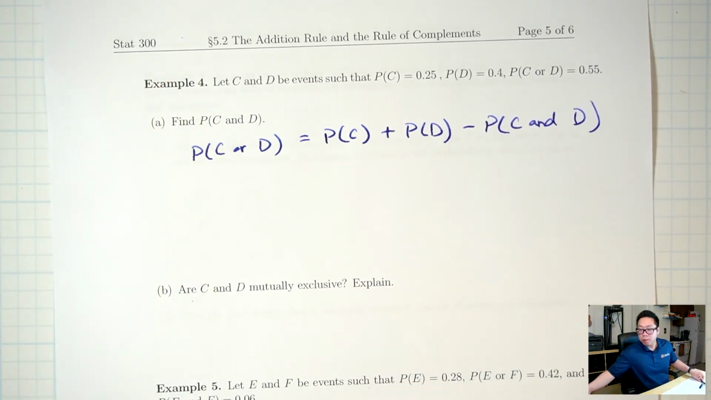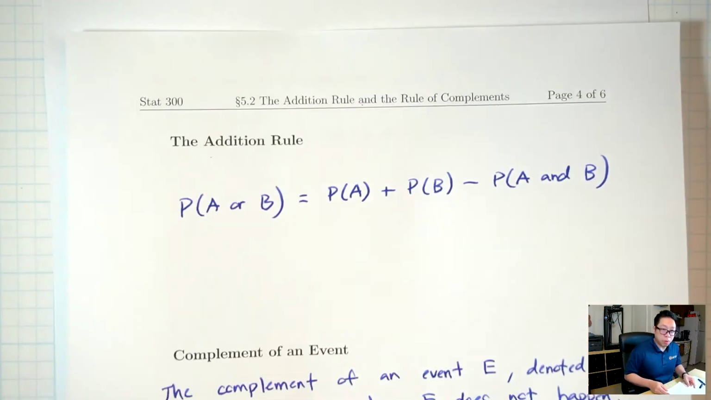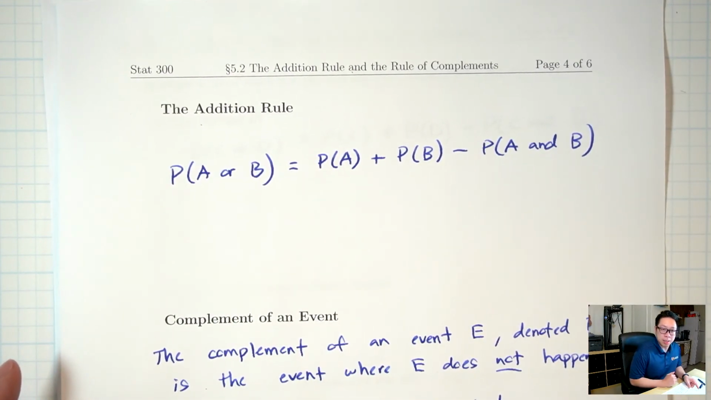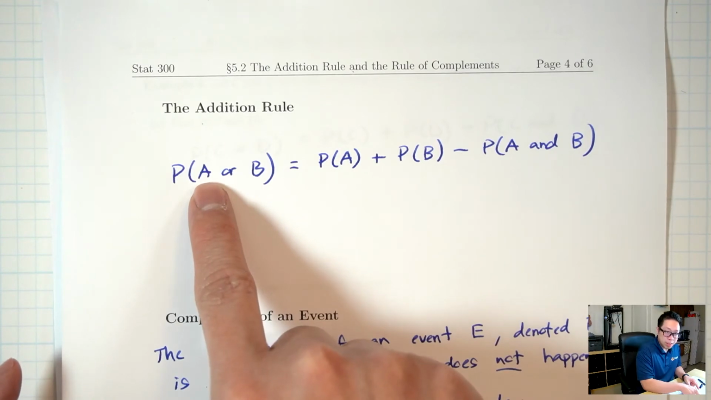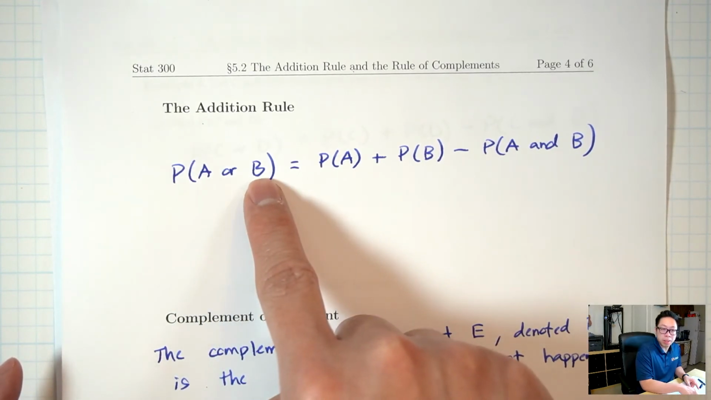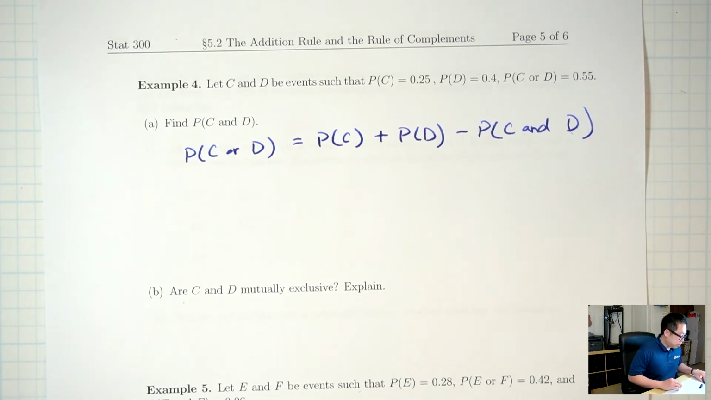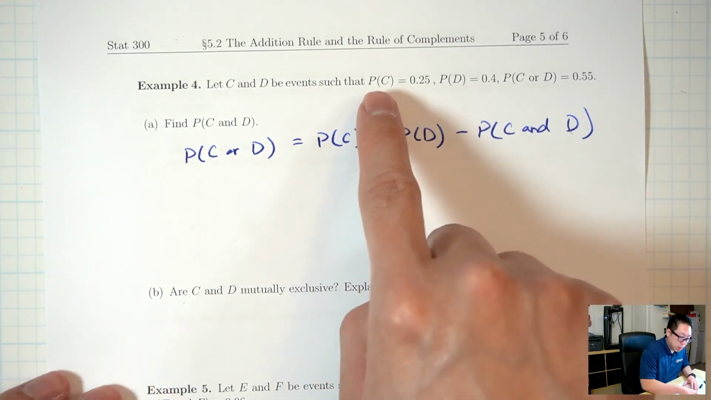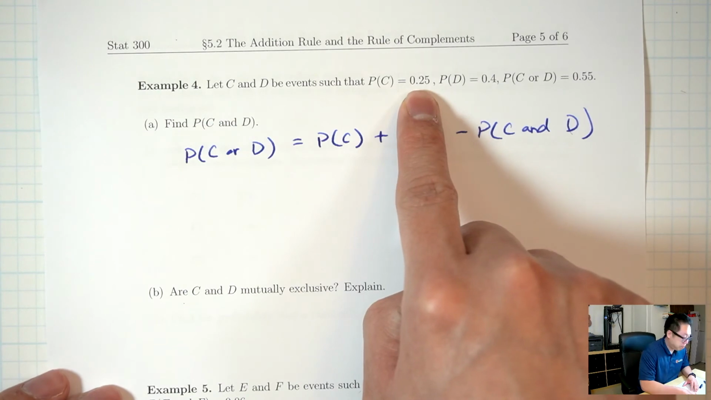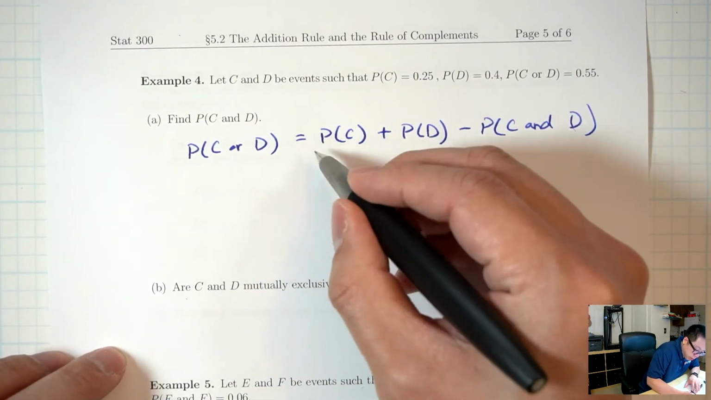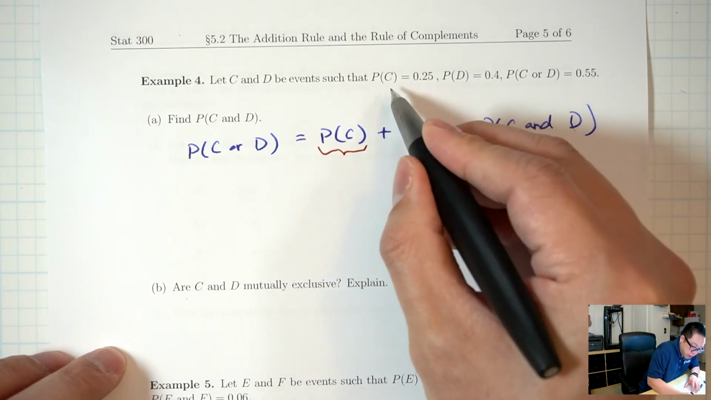All I did there was take the original addition rule, which was written with A's and B's, and replace A's with C's and B's with D's. Now let me fill in what I know. I know that P of C is 0.25. So this is saying that this entire piece is 0.25.